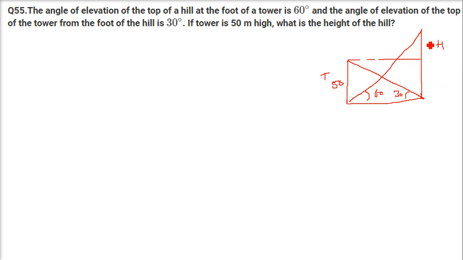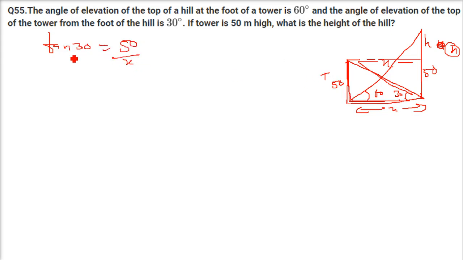So this will be 50. Let us assume this to be h. Capital H is for the hill. The small h we are taking for the height. We are taking this triangle first, and we are assuming that the distance between them is x. So tan 30 will be 50 by x.